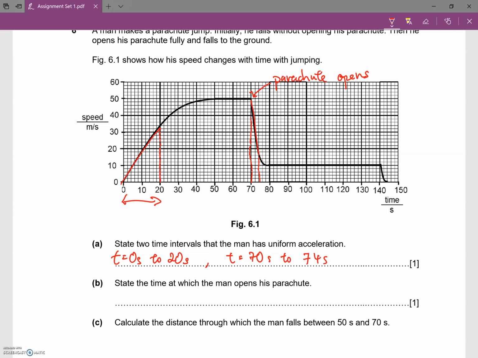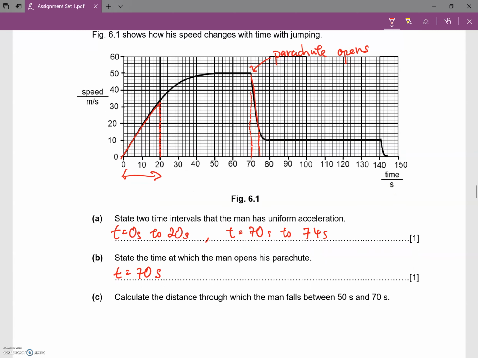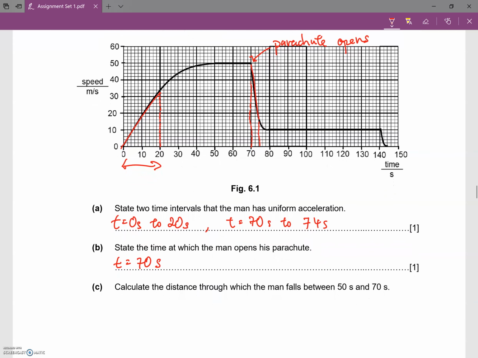Now, next they ask, state the time at which the man opens his parachute. We already highlighted at this point over here. So at t equals 70 seconds. Now, part C asks us to calculate the distance through which the man falls between 50 and 70 seconds.